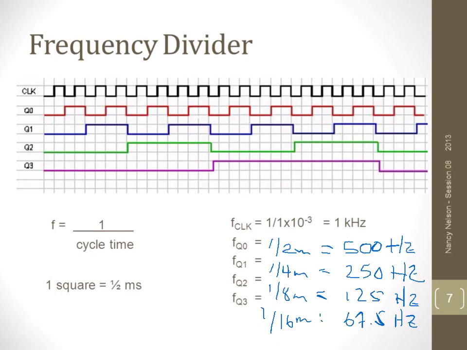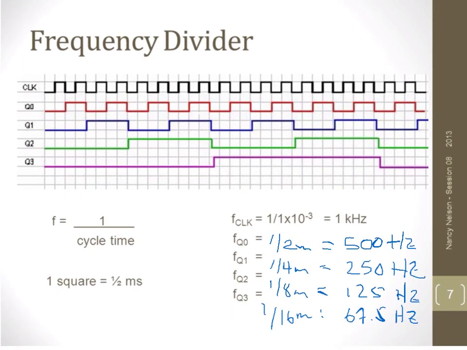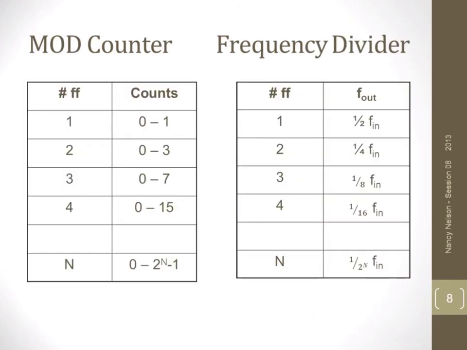So you should be able to figure out why now it's called a frequency divider, because each time we add another flip-flop as we go from the clock to our output Q1, our frequency is half of what we had before. We add another flip-flop, it halves again. We add another flip-flop, it halves again. Another flip-flop, it halves again. So we have now divided that initial clock frequency down to a much slower frequency.